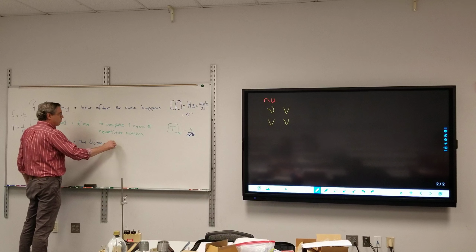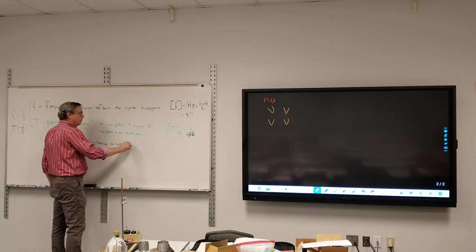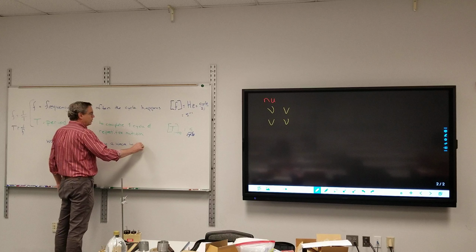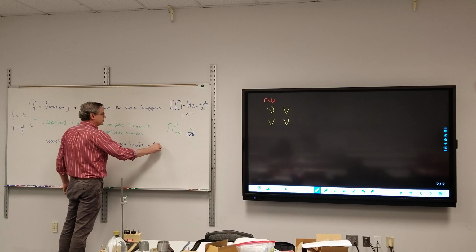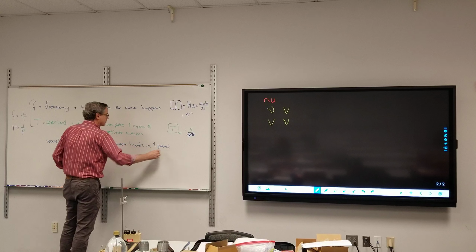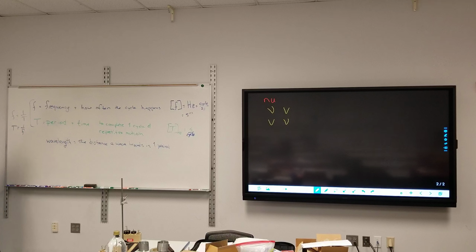The distance a wave travels in one period. The symbol for wavelength is a lambda, lowercase lambda.